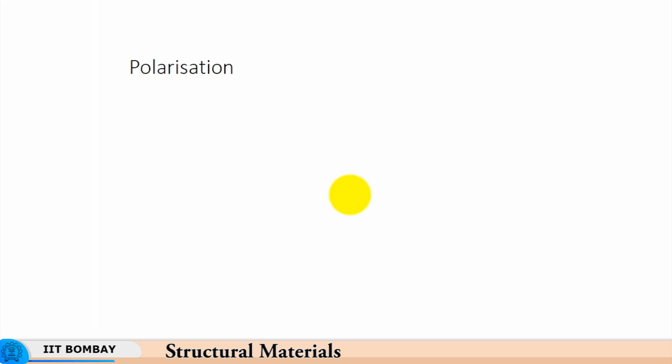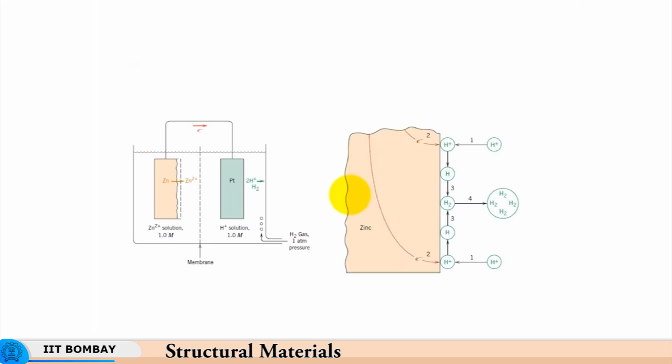There is another thing that comes into play, which is polarization. Polarization is basically the process where the two reactions, oxidation and reduction reactions, do not necessarily go together, that is, go at the same rate. Whenever the reactions do not go at the same rate, then we say that the electrode is polarized.